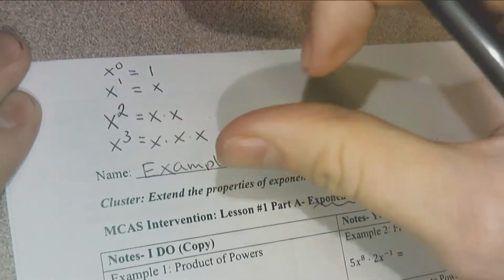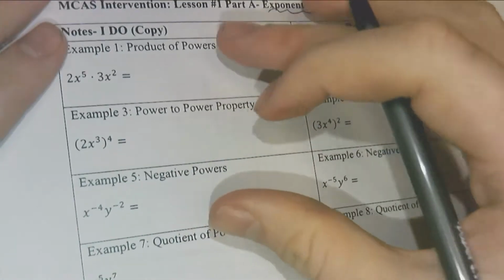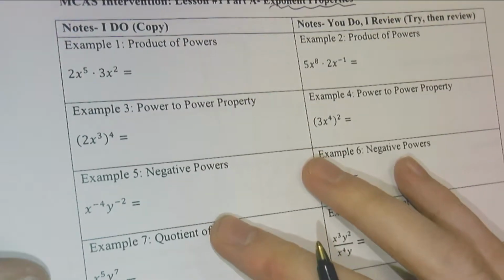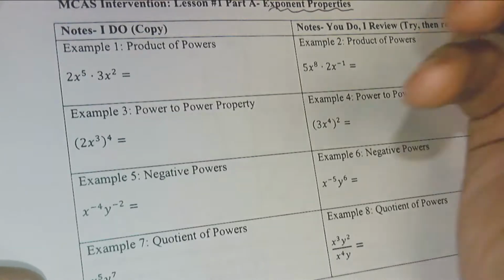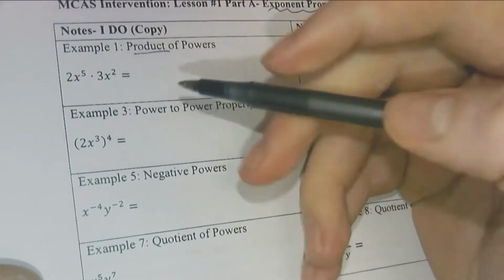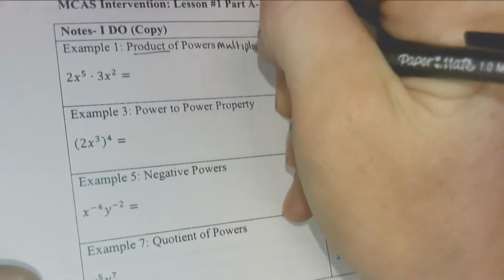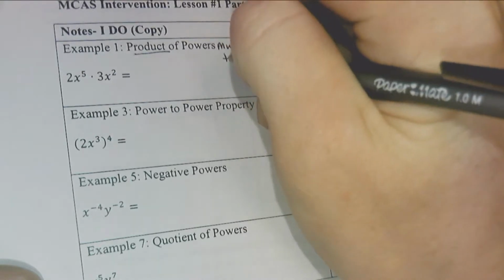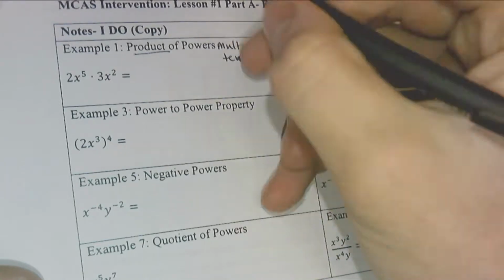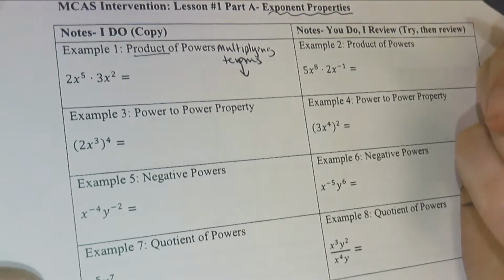So let's jump right in and take this idea and use it to develop each of the 4 types of rules we're going to be working with to help us get these simplified a little bit shorter. All right. First one is going to be a product of powers. So this is where we're multiplying 2 terms together. And that means we're going to do something in particular with the exponents. We're going to figure out what that rule is right now.